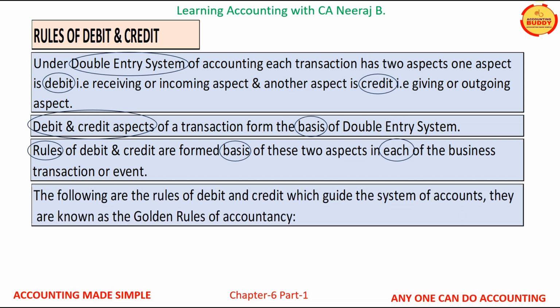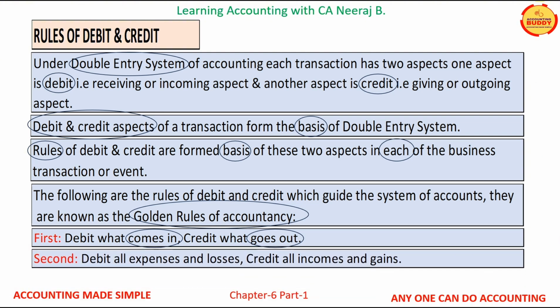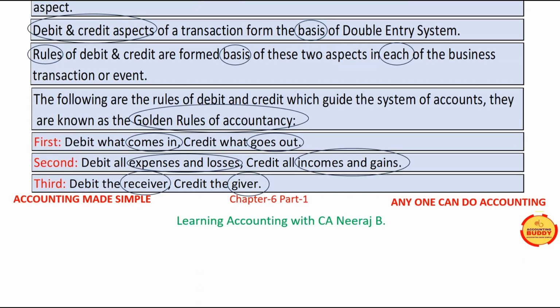The following are the rules of debit and credit which guide the system of accounts. They are known as the golden rules of accountancy. The first rule is debit what comes in and credit what goes out. Rule number 2 is debit all expenses and losses and credit all incomes and gains. Rule number 3 is debit the receiver and credit the giver. We will discuss these rules in detail with examples in our subsequent slides.